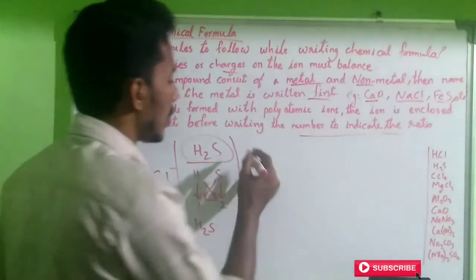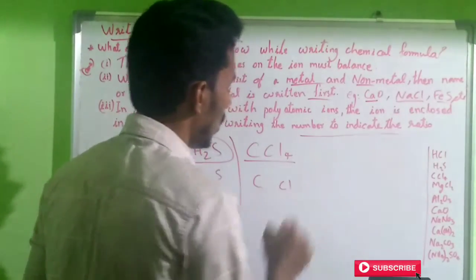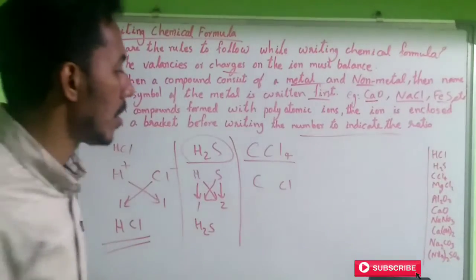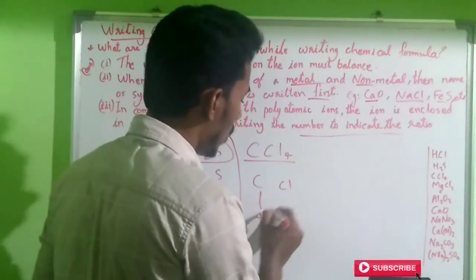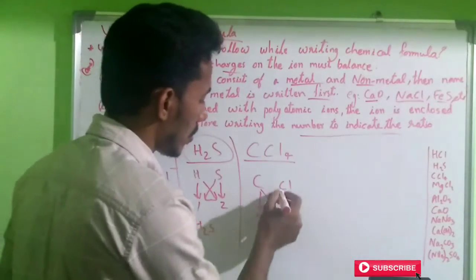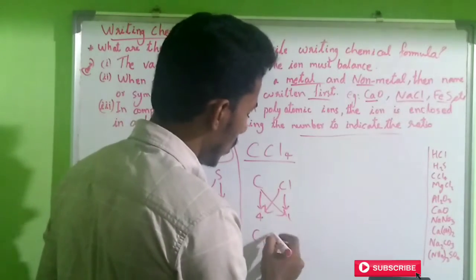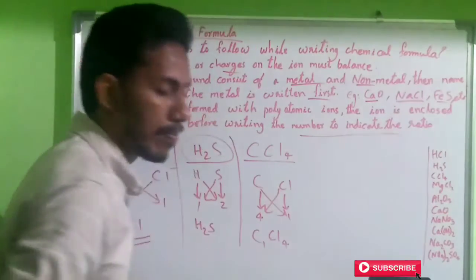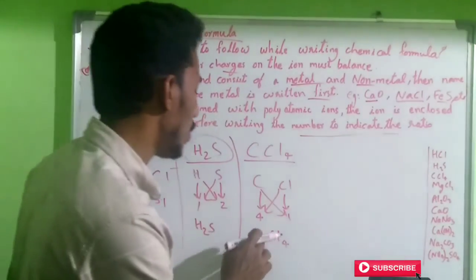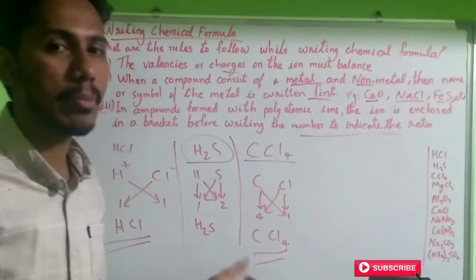Okay. CCl4. C and Cl, carbon and chlorine. Valency of carbon is 4. Valency of chlorine is 1. Interchange this. So C1Cl4. We don't need to write the 1. So CCl4. This is the method.